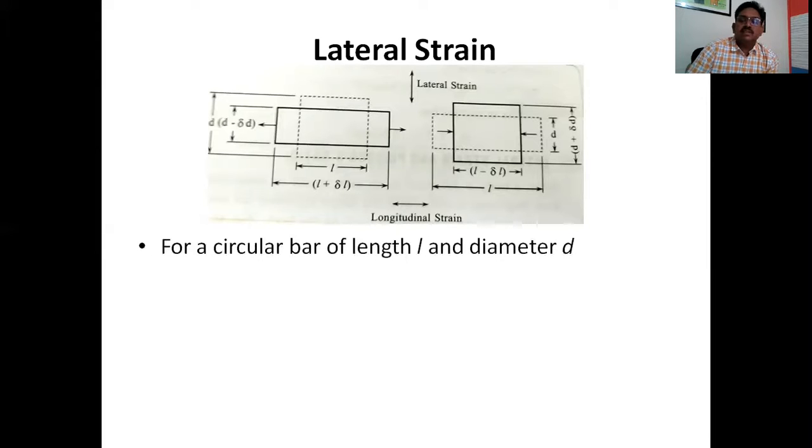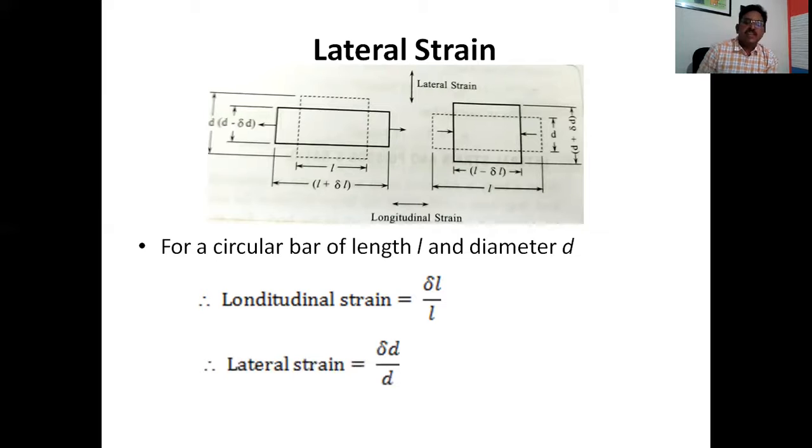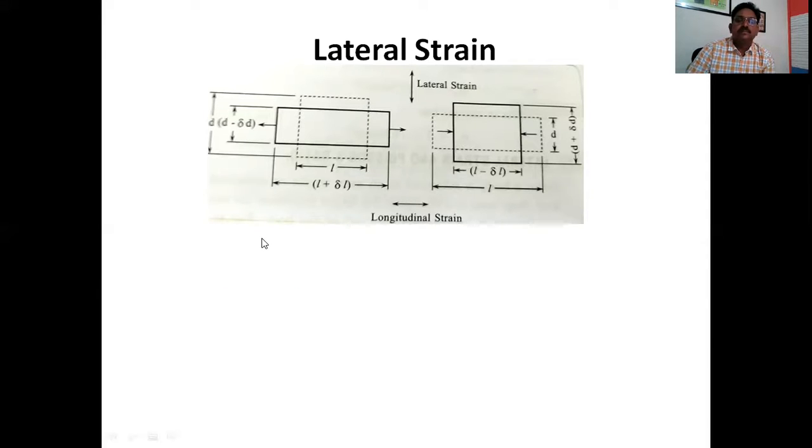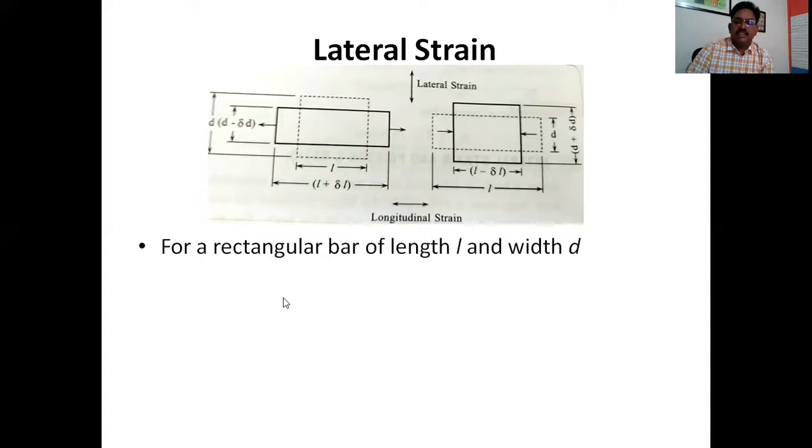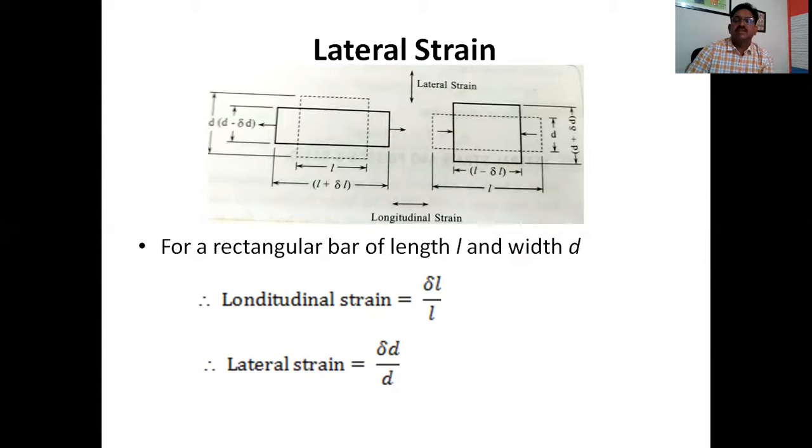For a circular bar of length L and diameter D, the longitudinal strain is delta L by L and the lateral strain is delta D by D. Whether it is a compressive stress or a tensile stress, a compressive load or a tensile load, delta L by L is the longitudinal strain and the lateral strain is delta D by D. For a rectangular bar of length L and width D, the longitudinal strain is delta L by L and the lateral strain is delta D by D. This is what we have.